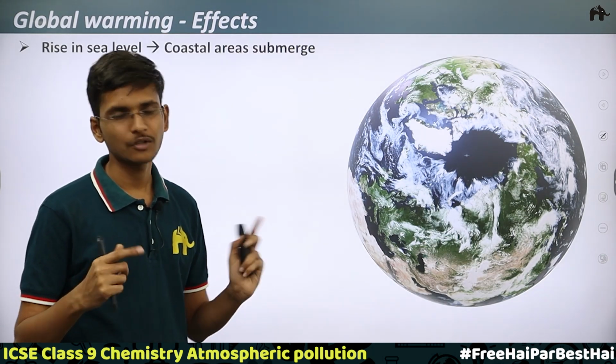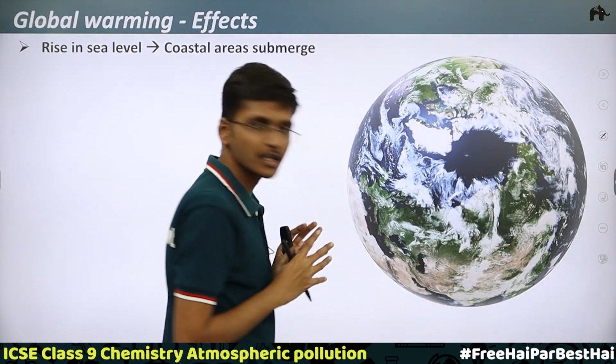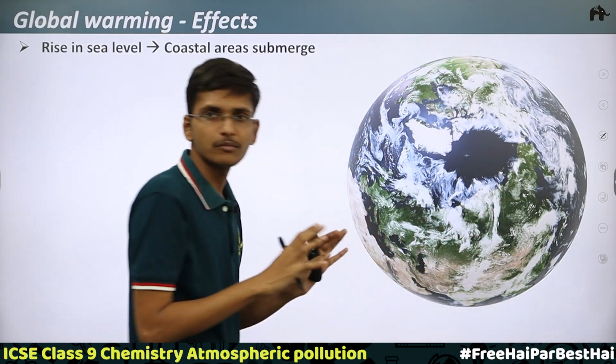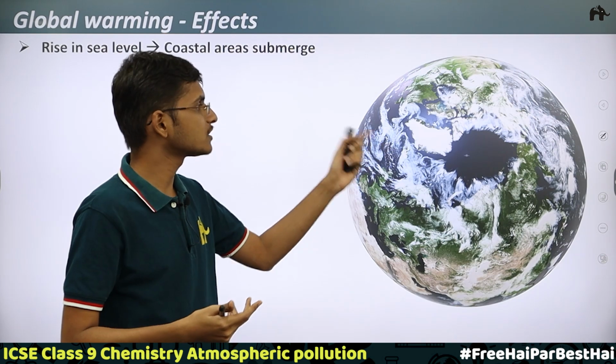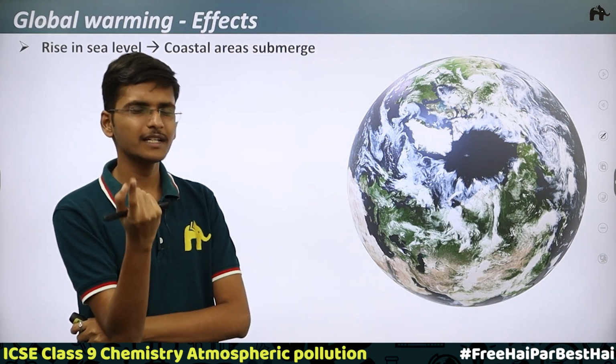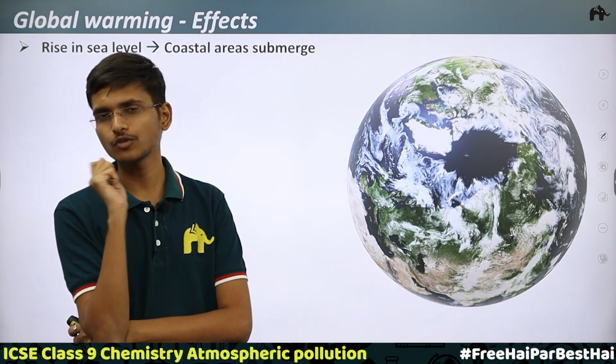Now why would they melt? Because the temperature of the Earth is increasing, so this would result in the melting of the ice, correct? So ice, when it gets melted, would result in water. Now my question is, there is ice present in large amounts at the North Pole and the South Pole.